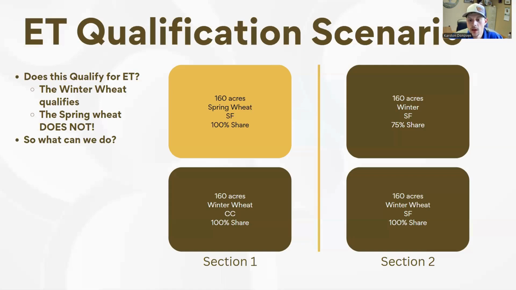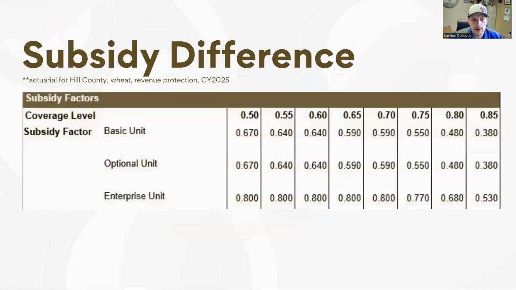So in that scenario, all of the wheat would be one unit, so it would potentially kick you out of a payment on the spring wheat. So the reason why enterprise unit is so much less expensive is, first off, it's not quite as good a coverage, but also it has a higher subsidy amount. So if we take a look at the subsidy difference, just say on 75%, the subsidy amount for optional unit is 55%, whereas for enterprise unit, it's 77%. So at the end of the day, the government is paying more of the premium, which is going to make the farmer paid premium less.